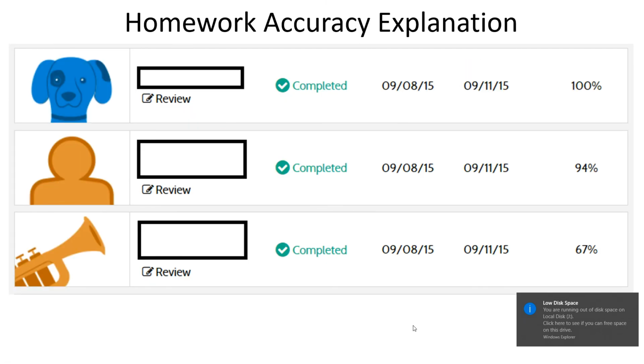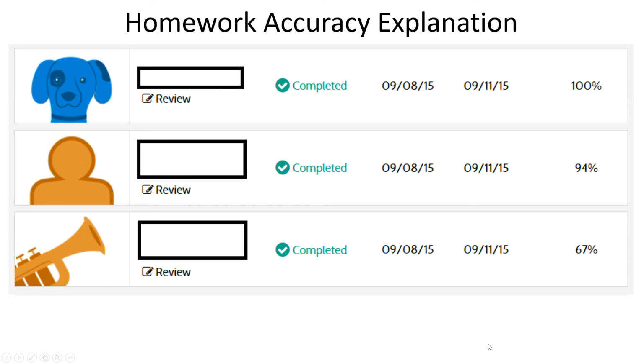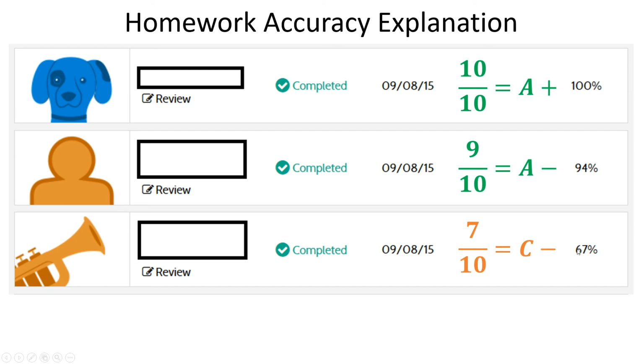This is an example of how the homework on digits will be scored. So I blocked out the names of students from a previous year. So if someone gets 100%, the accuracy score will be a 10 out of 10. If someone gets a 94%, I round it down to a 9, and that is equivalent to an A minus. And if someone gets a 67, I bump this up, I round up to a 7 out of 10. So that's a C minus.